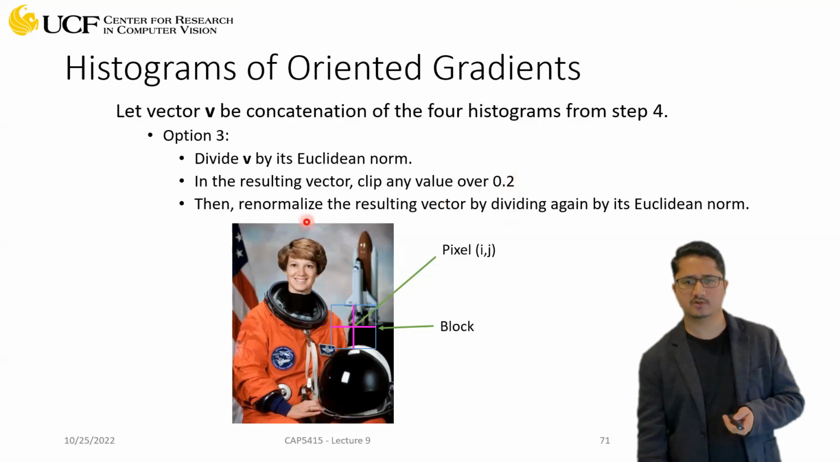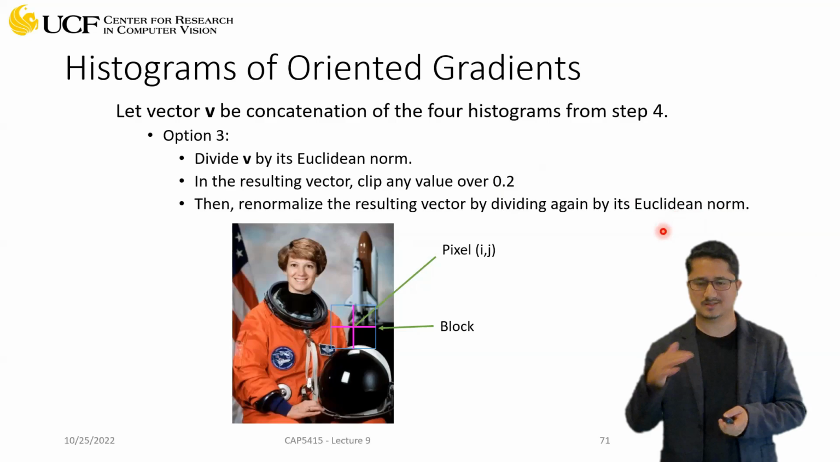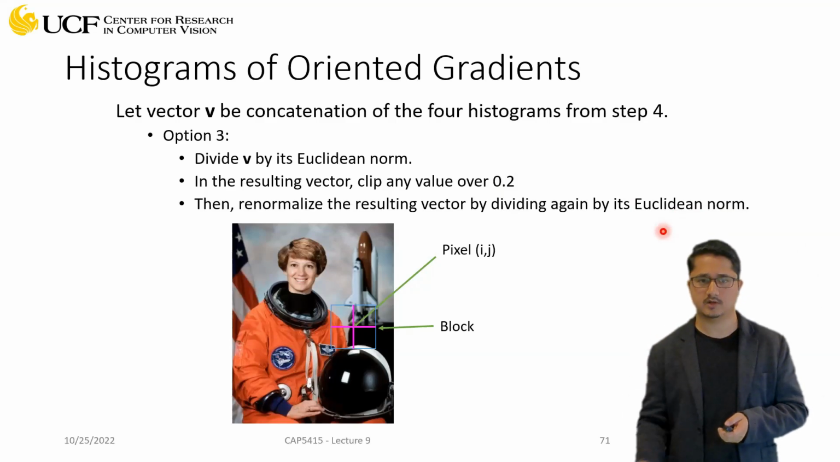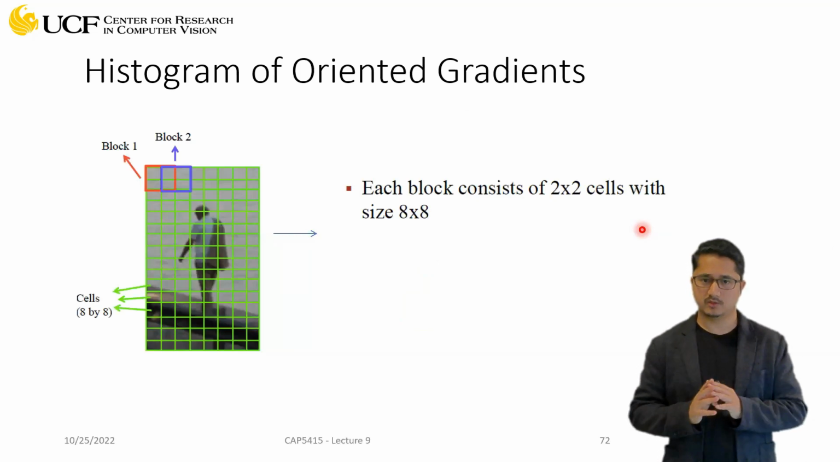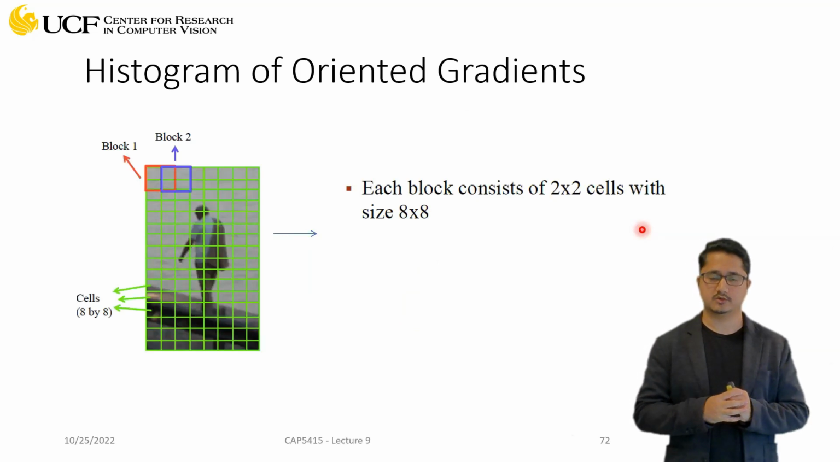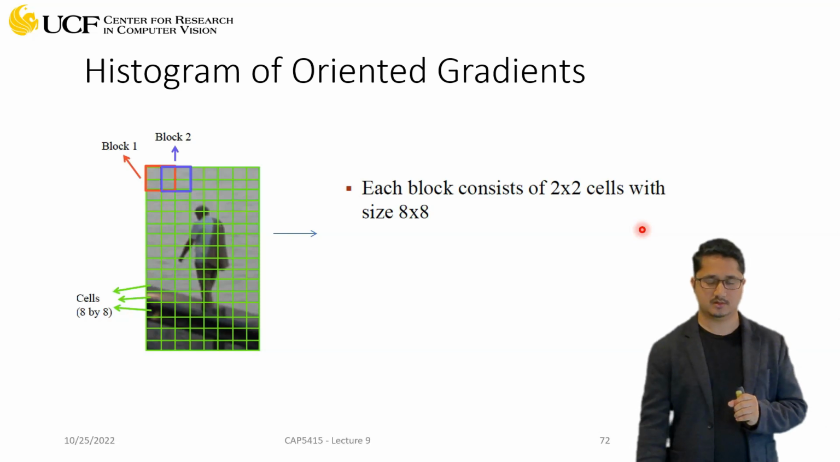And once you did that, then you again renormalize. You can just compute Euclidean norm and divide. So it's like a second step. And again, it's just trying to take care of outliers. All right, so I think those were the only steps you need to compute histogram of oriented gradients.